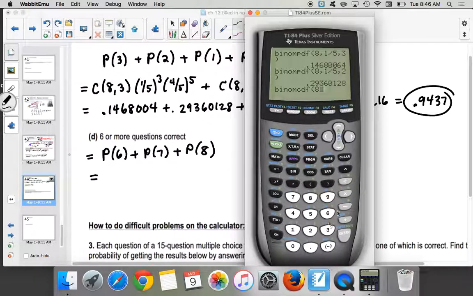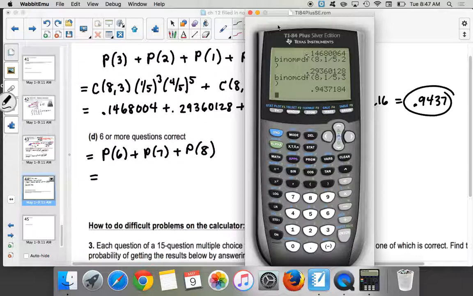So what we do in this case is still NPR. So we would do 8, comma, 1/5, comma, and then we'd go up to 3. So that stands for the cumulative probabilities up to 3. And look what number we get, 0.9437. So do we like our calculators? It's a magical tool, isn't it?